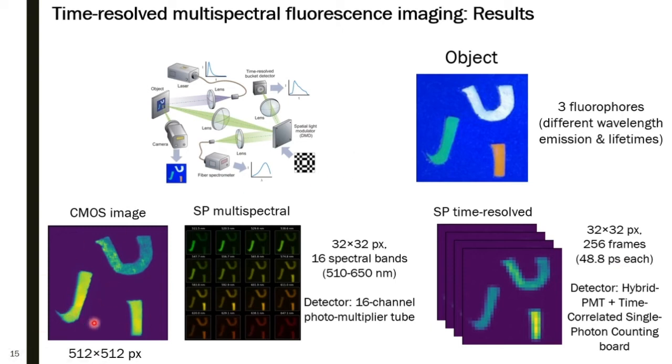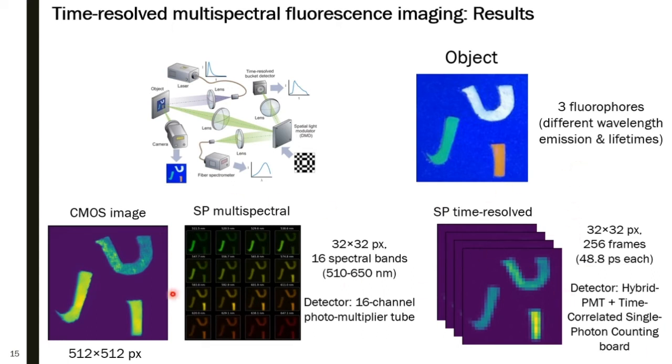So these are the data sets that we acquired. First, we have the CMOS image, which is high resolution. You can see that there is a lot of detail here. And then we have these 2 datasets, which are the single pixel camera datasets. So here we have a 32 by 32 pixel multispectral camera. We have 16 different spectral channels. So the spatial resolution is much lower here, but we have the information about the wavelength. And in the same way, the spatial resolution here is very low, but we have 256 frames, each one with about 50 picoseconds. So overall, we measure for about 25 nanoseconds.